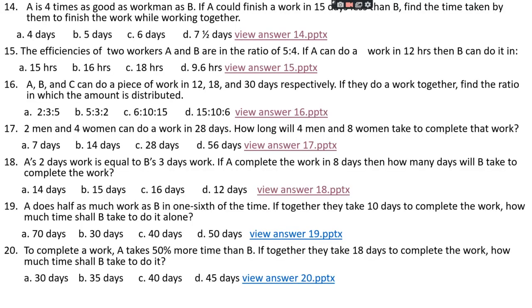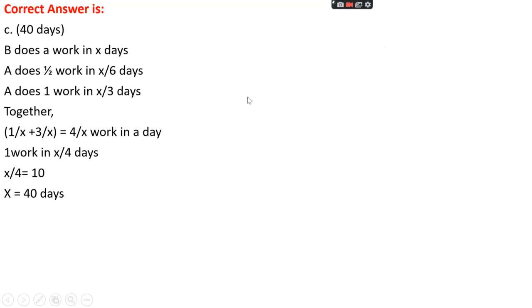Question number 19. A does half as much as B in 1/6 of the time. If together they take 10 days to complete the work, how much time shall B take to do it alone? Option A, 70 days. Option B, 30 days. Option C, 40 days. Option D, 50 days. The right answer is option C, that is 40 days.